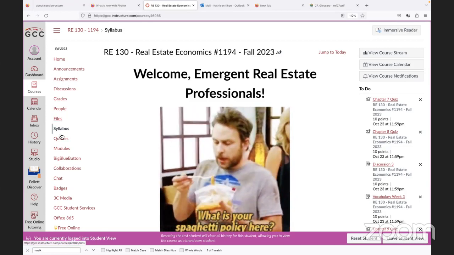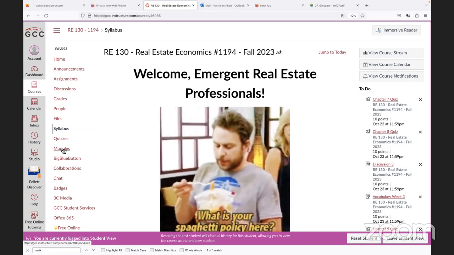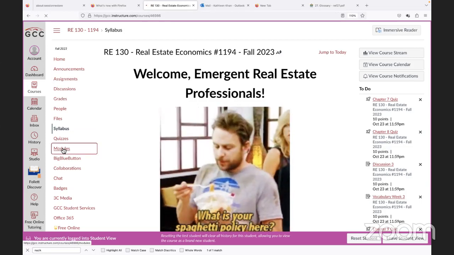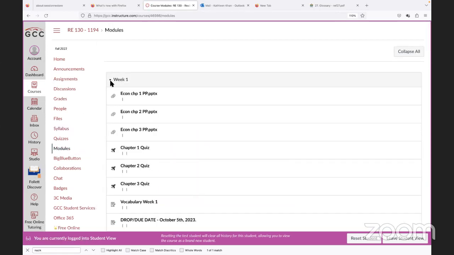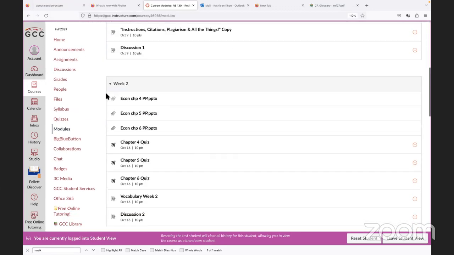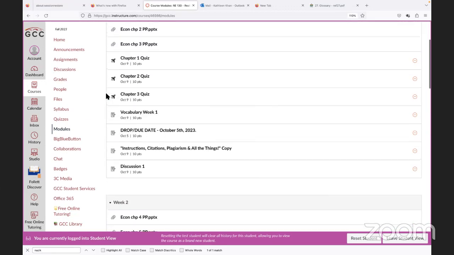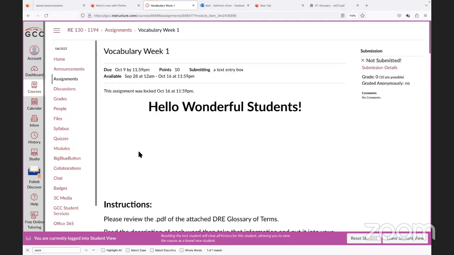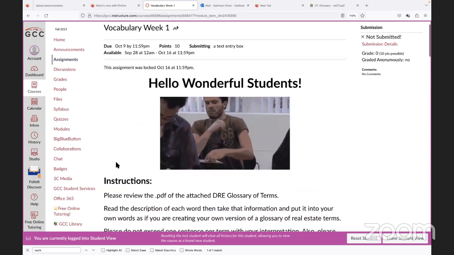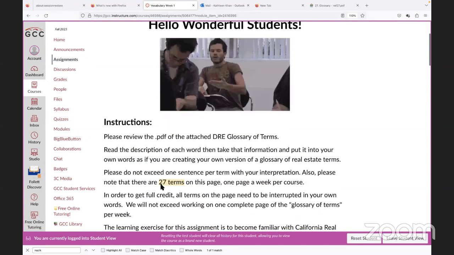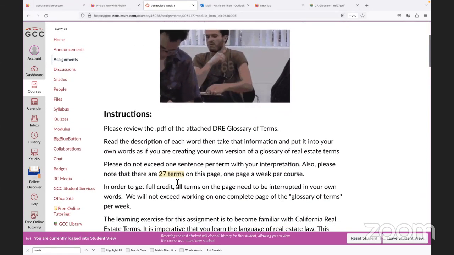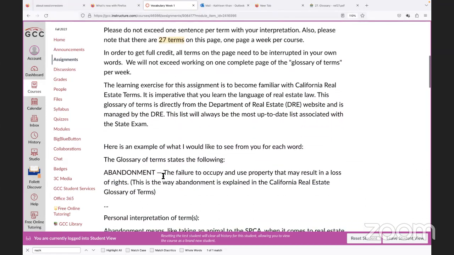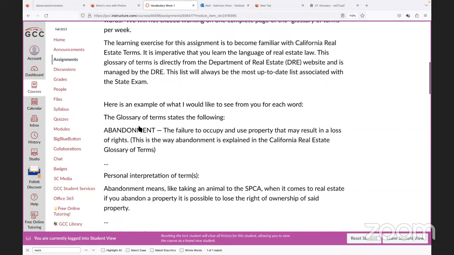So if you go under modules, one thing I will always say in my classes, click on modules. It will show you week 1, week 2, and so forth, right? Under week 1, as an example, vocabulary week 1. Let's click on it. We're going to scroll down. It gives you an explanation. It says there's 27 terms. And then it goes, hey, this is basically what I'm asking from you.